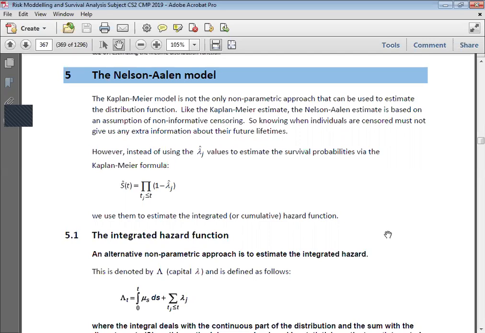So that is why this Nelson-Aalen model, it won't give you the value for survival rate directly, but what it will give you is the cumulative hazard function. And we'll see how that comes about. So there's a proof that they have given here, which I think maybe I can walk you through.